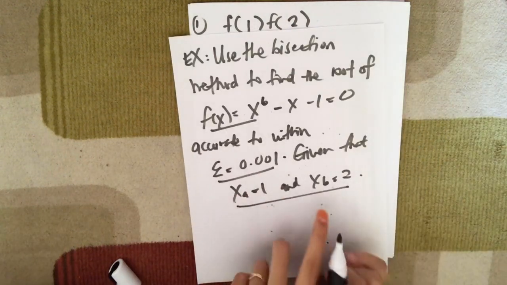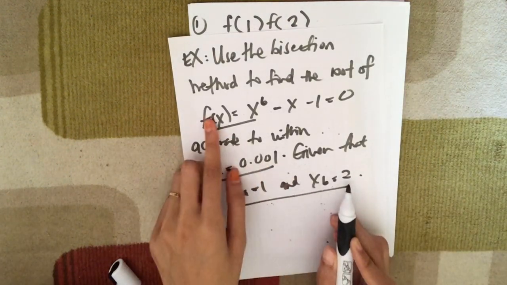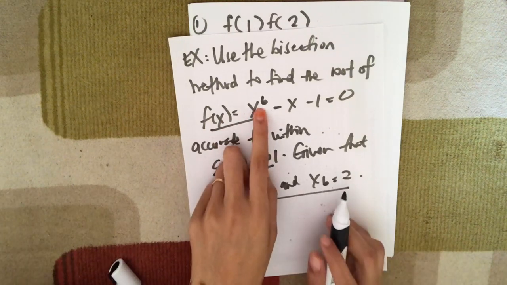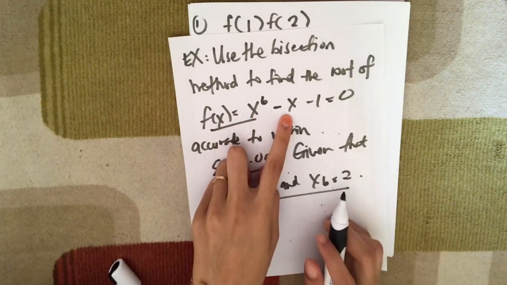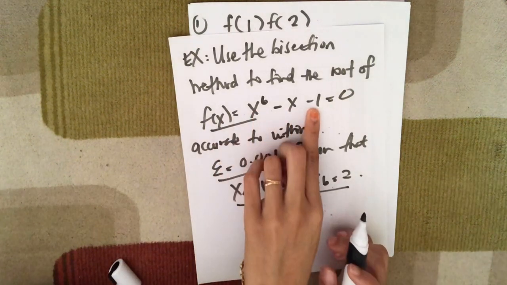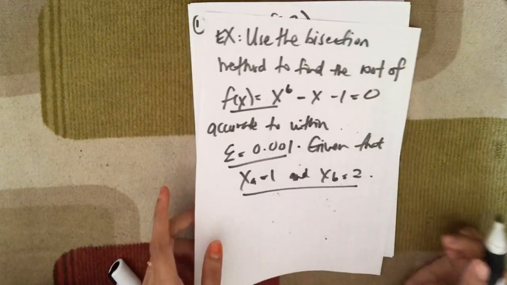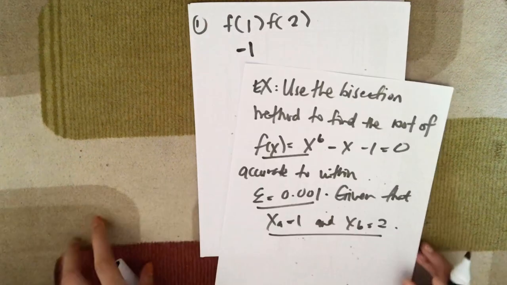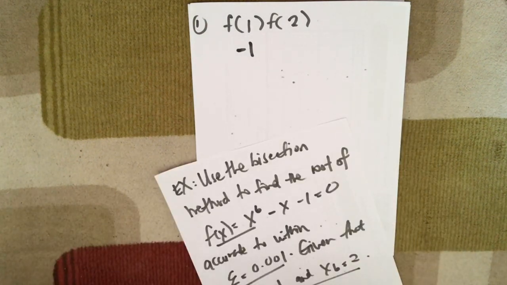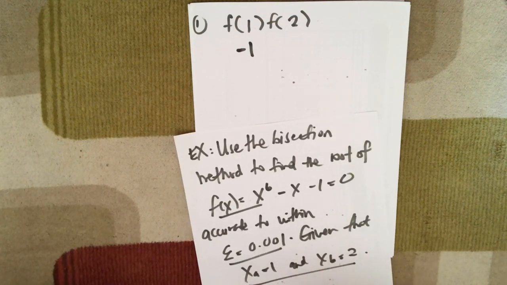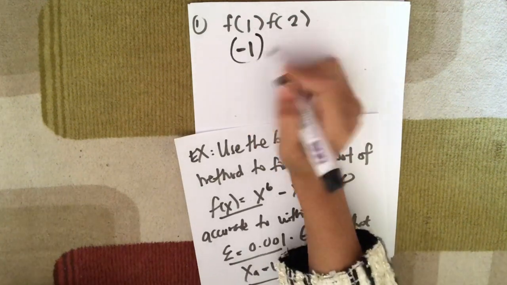Then the next thing, you substitute 2 into x. So 2 to the power of 6, minus 2, minus 1. What do we have here? Use a calculator lah. What do you get? Didn't bring a calculator. Okay, try to calculate by yourself.